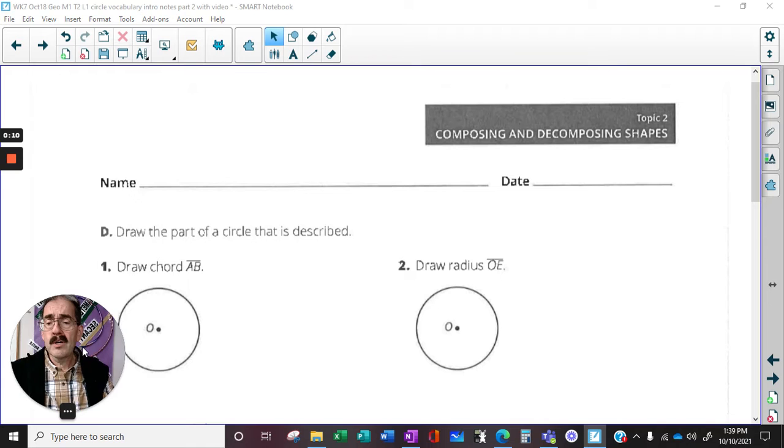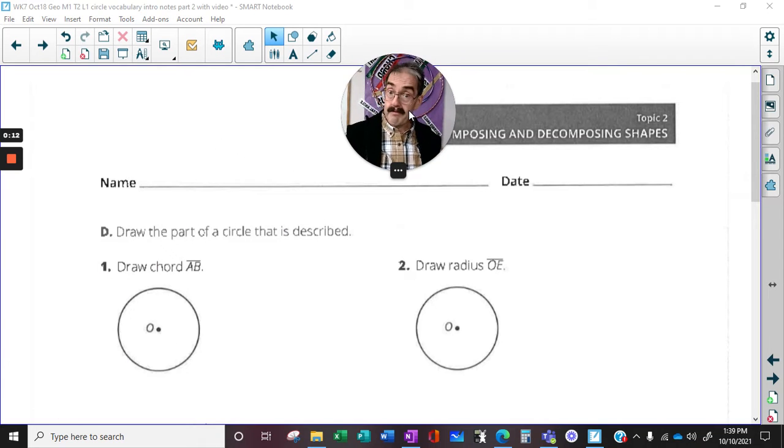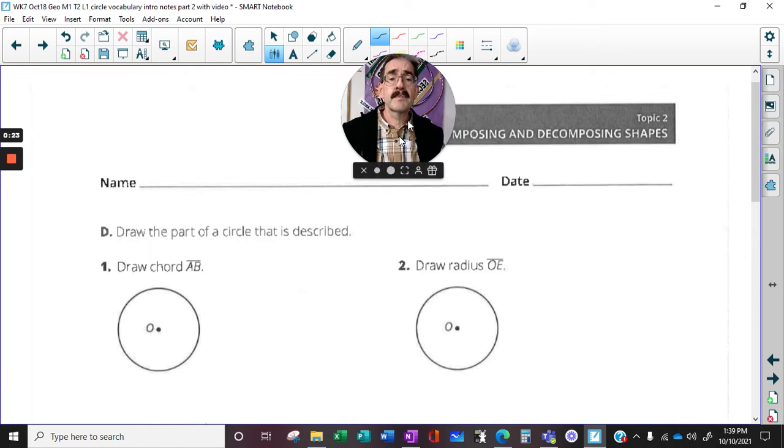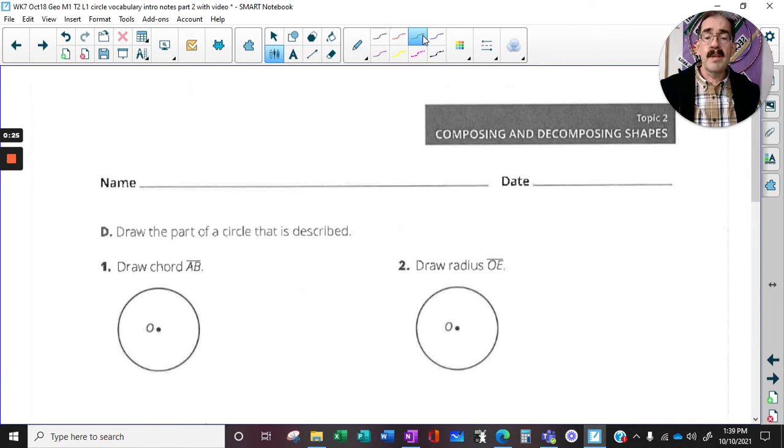Okay? All right, draw chord AB. Now remember, you got all these vocab sheets in your writing, you got the ones hanging on the wall, so feel free to reference any of those to help you with these problems, okay? Chord AB, okay? Chord ends on the circle A, B. Radius O, E.